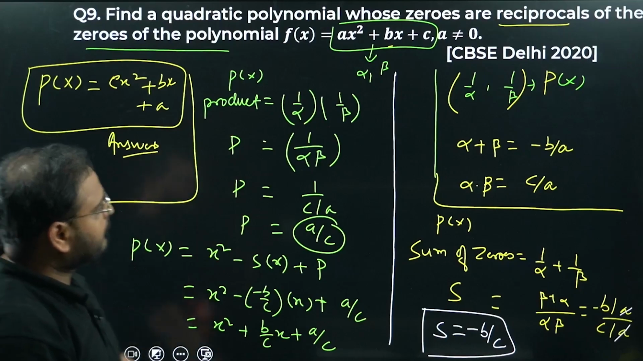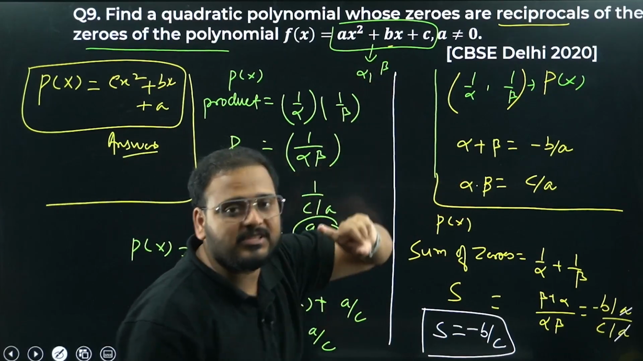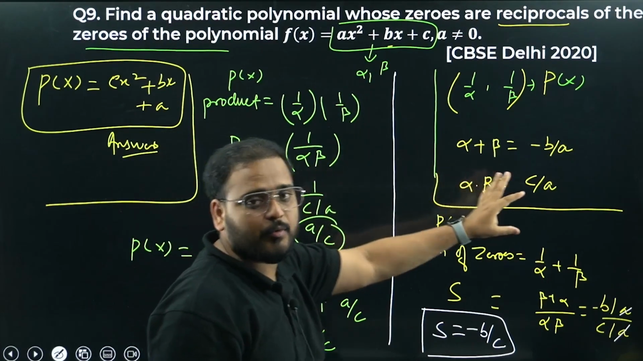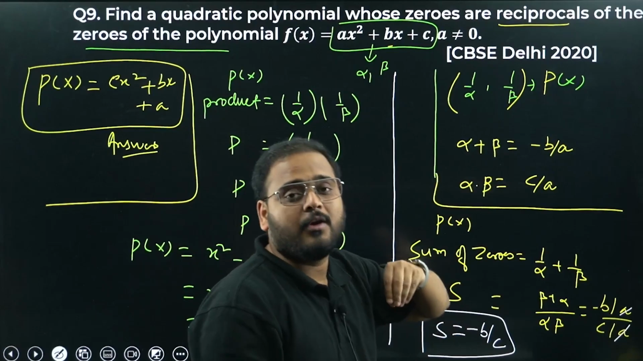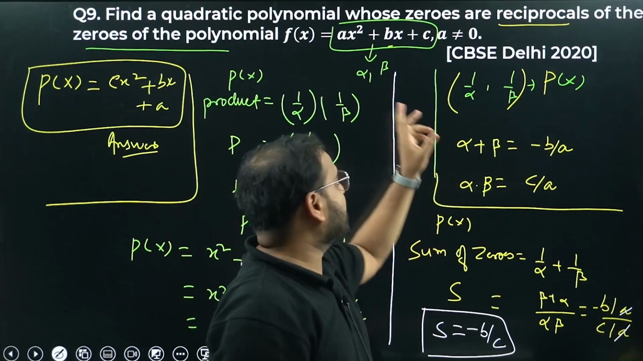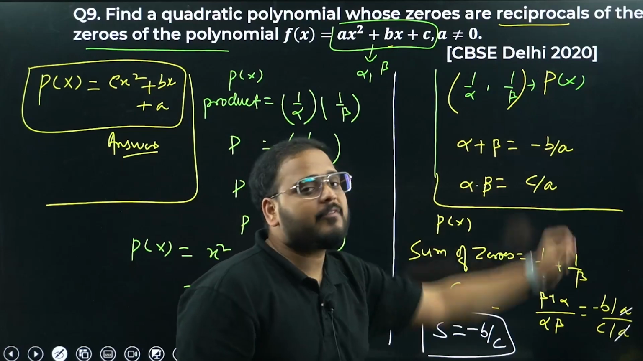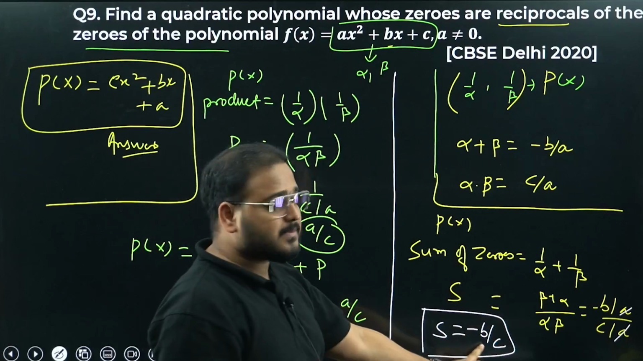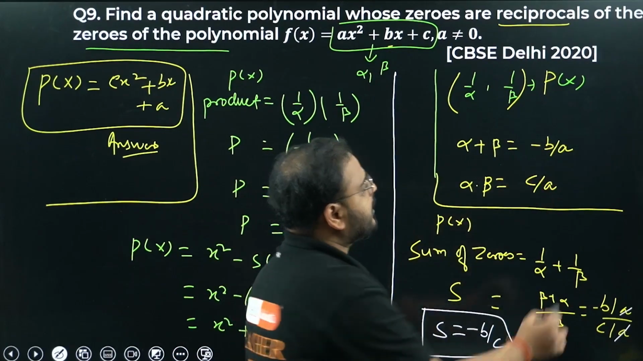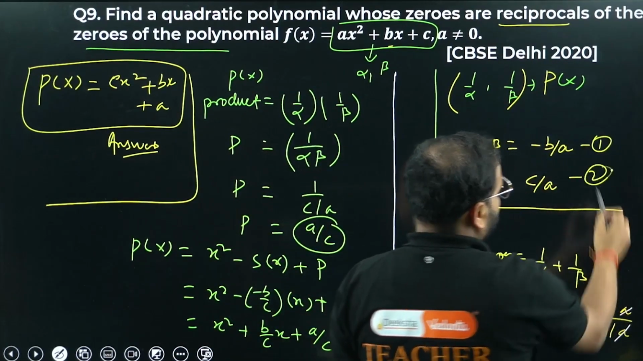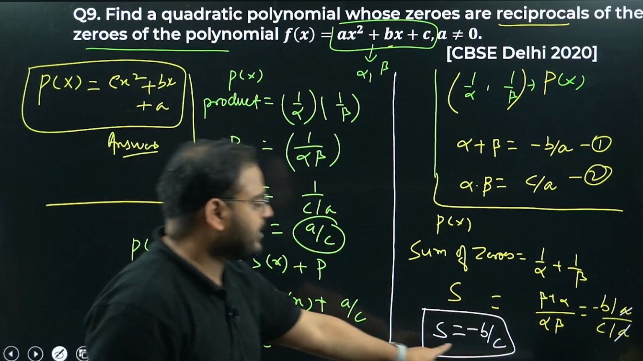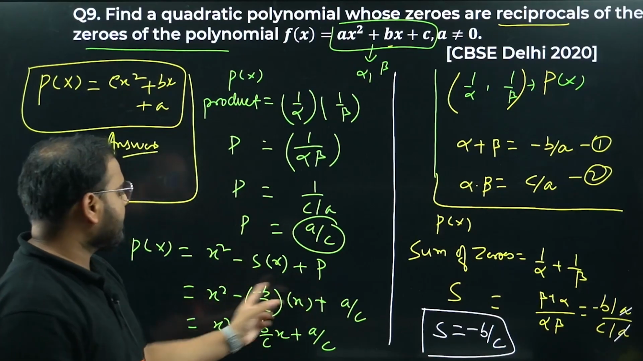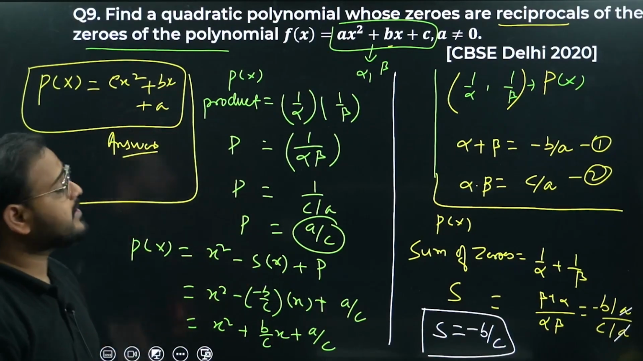Got it? We were given a polynomial for which we assumed the roots to be alpha and beta. From there we had to find a polynomial whose roots are the reciprocals of alpha and beta, so 1 by alpha and 1 by beta. The sum is 1 by alpha plus 1 by beta. The sum is going to be minus b by c, using equations 1 and 2, and the product came as a by c. Use this in the standard form of the polynomial and we get c x square plus b x plus a.